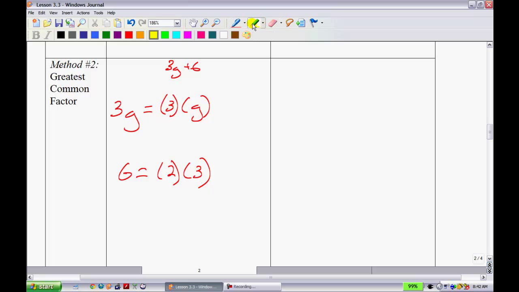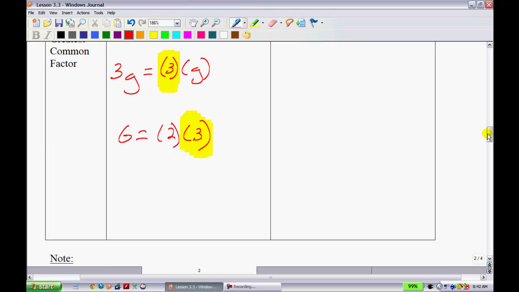Alright. Now if I highlight this, you'll notice that 3 is a factor of both of them. So therefore, if 3 is a factor of both of them, that leads me to believe that I can factor out that 3. So 3 would be my GCF. Therefore, I can say 3g plus 6 is equal to 3. If I factor out a 3, then what would I have left? I would just have a g plus 2 left.